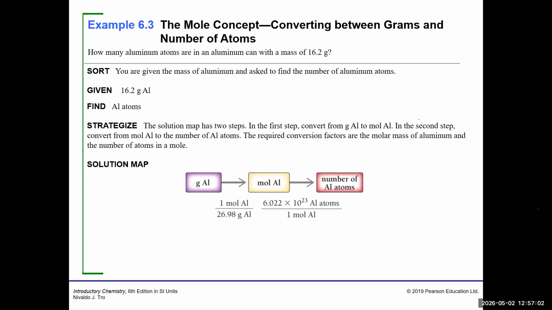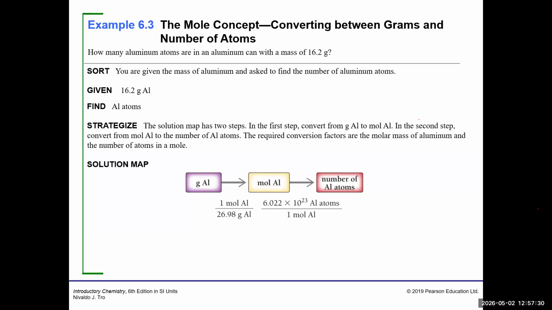Now, very simple, but very interesting question. You are given the mass of aluminum and asked to find the number of aluminum atoms. We have 16.2 grams of aluminum, and then we are trying to find the number of atoms in that aluminum can. So now we strategize. Like I said before, I'll keep emphasis on it: you draw your solution map.